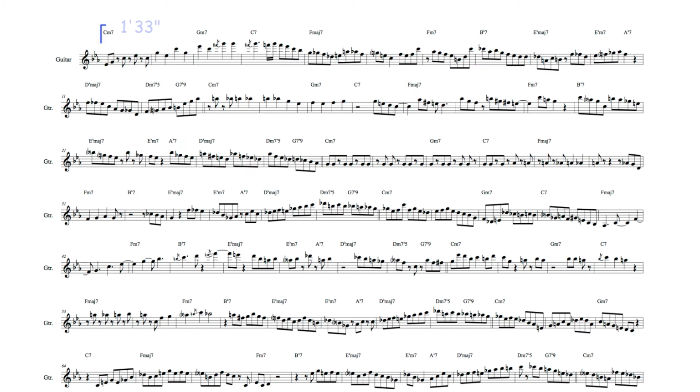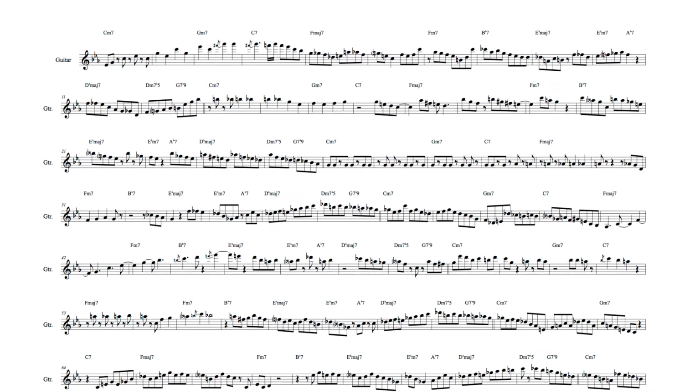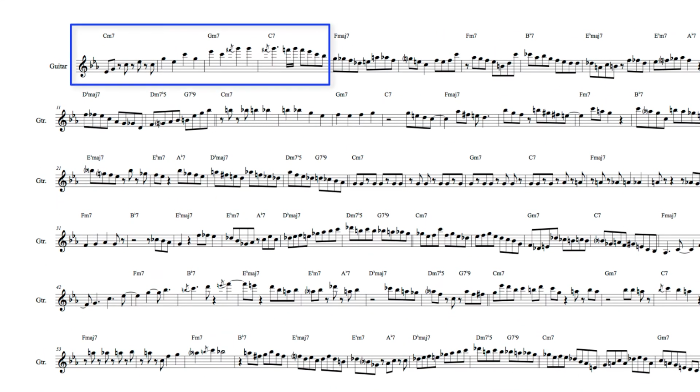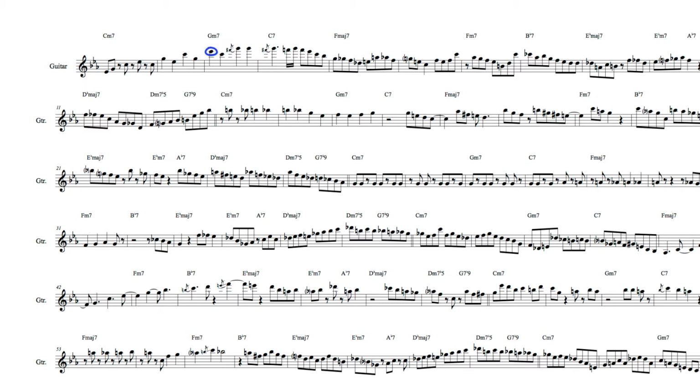Hi everyone. At 1 minute 33 seconds begins the 7th repeat of Metheny's solo. Over the initial bars, Metheny arpeggiates a C minor triad which supplies the G minor 7 chord's 11th and flat 13th extensions and the C7's sharp 9th extension. From here, a long-range line begins from the 9th of F major 7 harmony and descends through octave displacement to end on the root note of this B flat 7 chord.